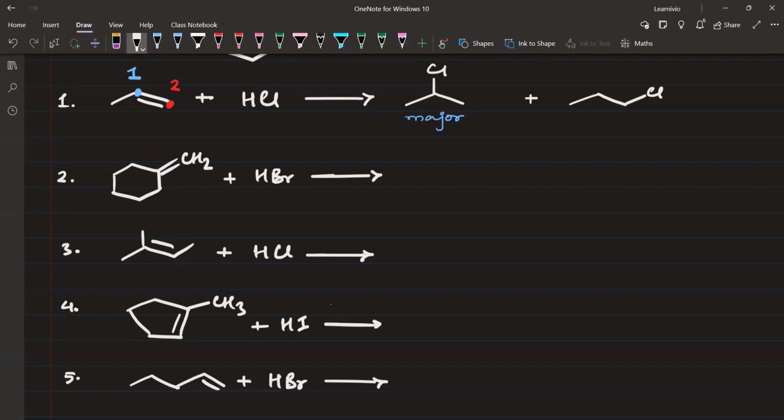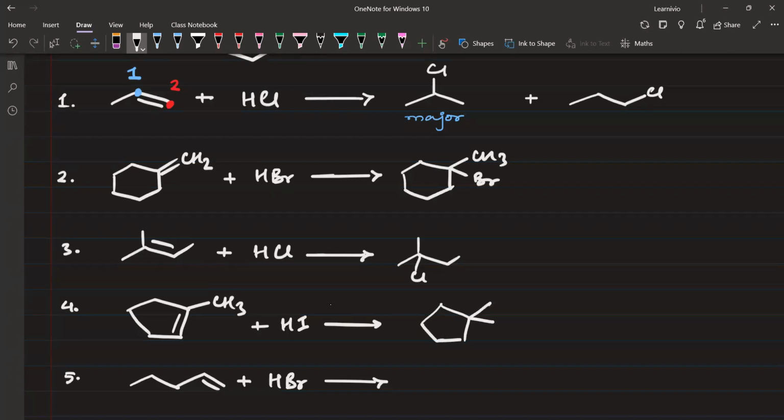So the mechanism that happens here is known as the Markovnikov addition. Okay, so write the product. CH3, and here you will have Br. Here you will have chlorine. Here you will have iodine. Here you will have Br.